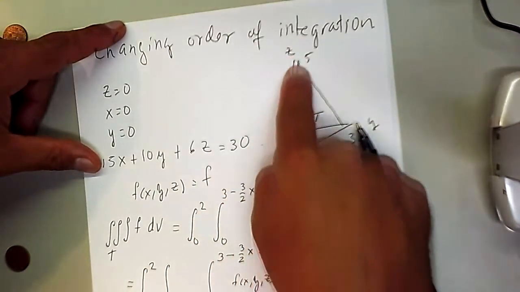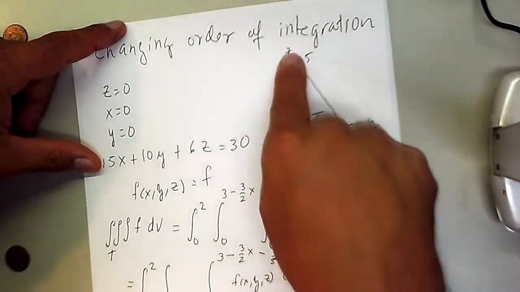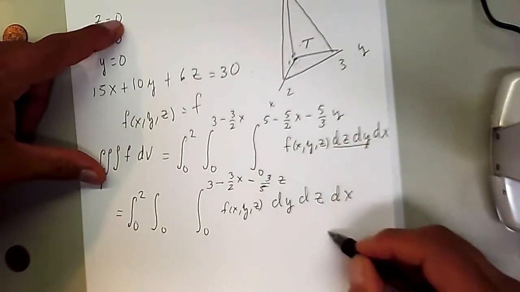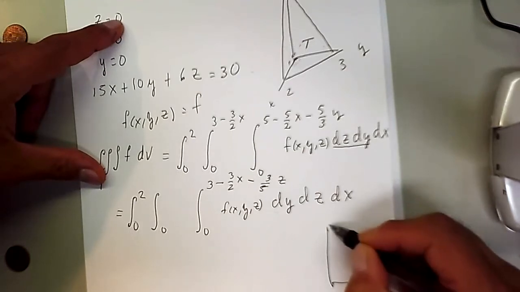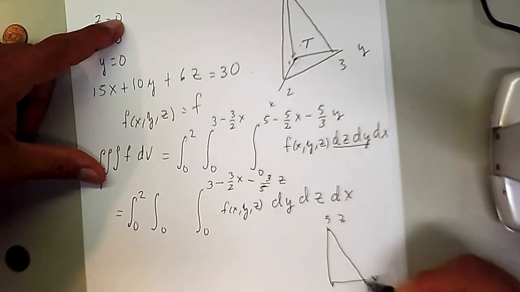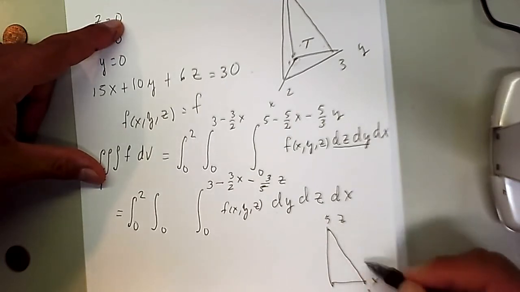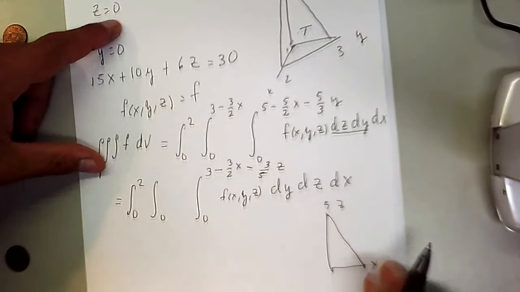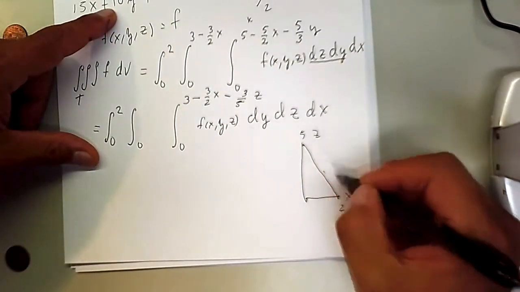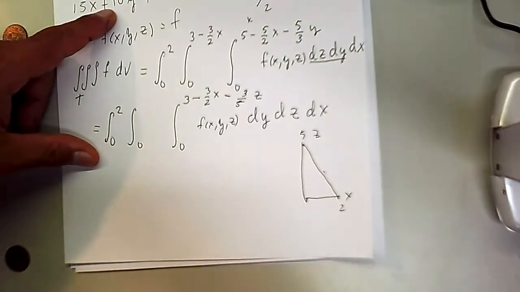So we're going to have this triangle, 2 on the x's, 5 on the z's. So I'm going to draw that triangle, 2 on the x's, and then 5 on the z's. So we have this. What is the equation of this line with respect to z and x? So 2 on the x's, 5 on the z's. What is the equation of this line?